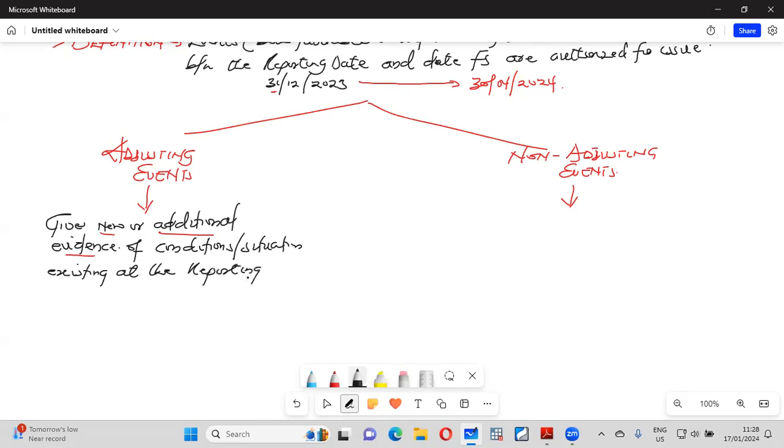At the reporting date. So ask yourself, the event that is happening after the reporting date and before the financial statements are authorized for issue, is that event giving me new evidence or additional evidence of something that existed at the reporting date already? That is what you're supposed to know. Then what about the non-adjusting? These ones give new evidence.